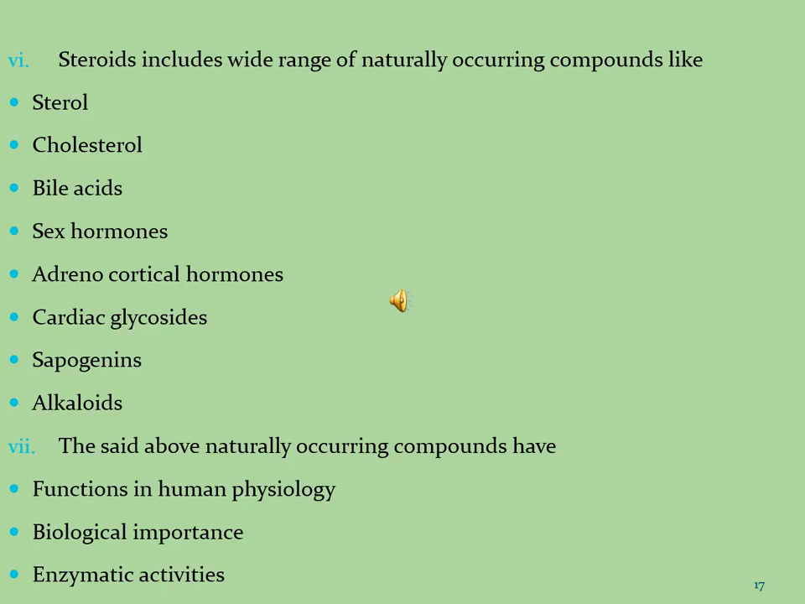Steroids include a wide range of naturally occurring compounds like sterols, cholesterol, bile acids, sex hormones, adrenocortical hormones, cardioglycosides, sapogenins, and alkaloids. In these molecules, sometimes the steroid molecule is linked as a substituent. So if the steroid molecule is linked with alkaloids, we call that molecule a steroidal alkaloid. Similarly, if the steroid molecule is linked with sapogenins, we call it a steroidal sapogenin. The above naturally occurring compounds have functions in human physiology, biological importance, as well as enzymatic activities.